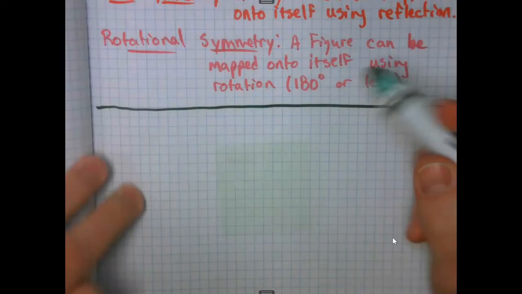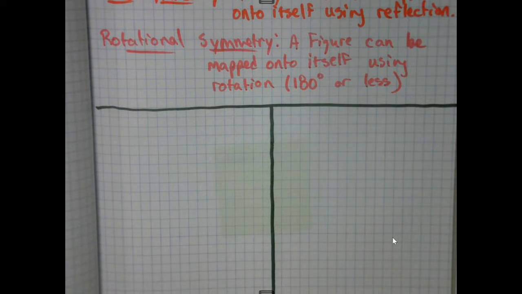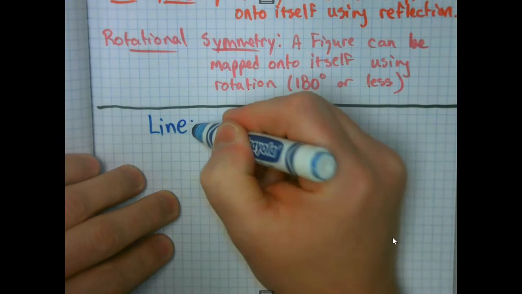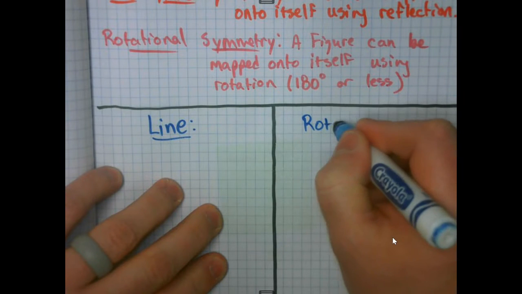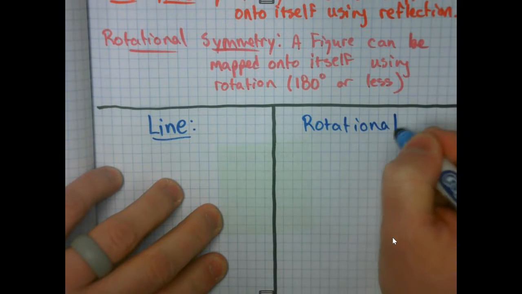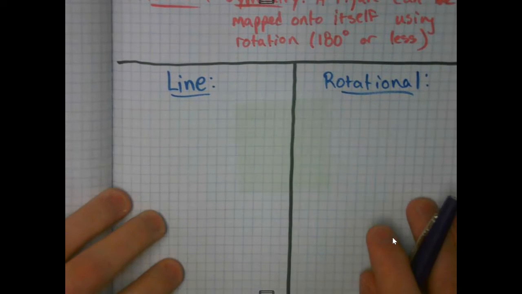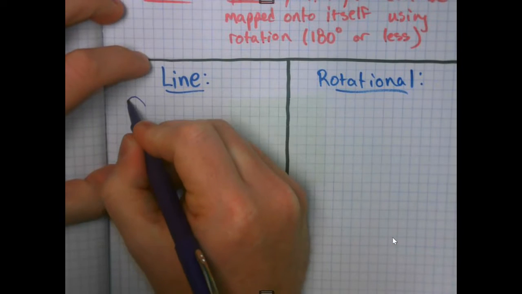We're going to split our notebook into two sections here. On one side, you're going to have line symmetry, and on the other, you're going to have rotation. I'm going to do a couple examples here, and then I'm going to let you try to fill in some. So if we look at line symmetry, things such as a heart.